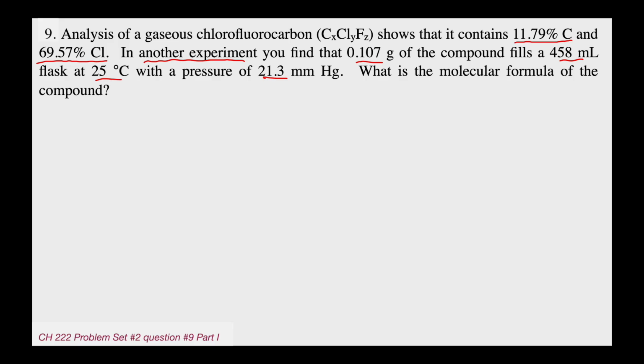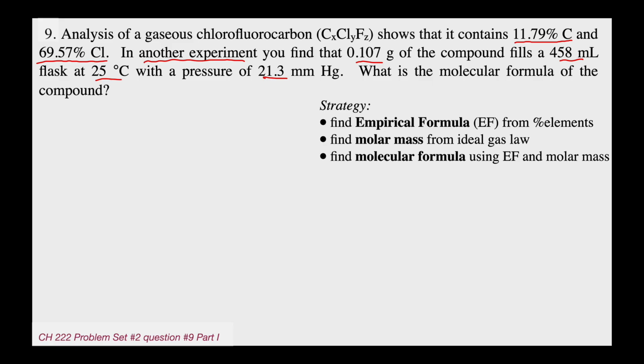Okay, let's get started. So again, here's kind of the idea. Number one, find the empirical formula, the EF, from the percent elements. Then we're going to find the molar mass from the ideal gas law using all those gas pieces. And finally, we'll find the molecular formula using the empirical formula and the molar mass. So kind of a three-step process.